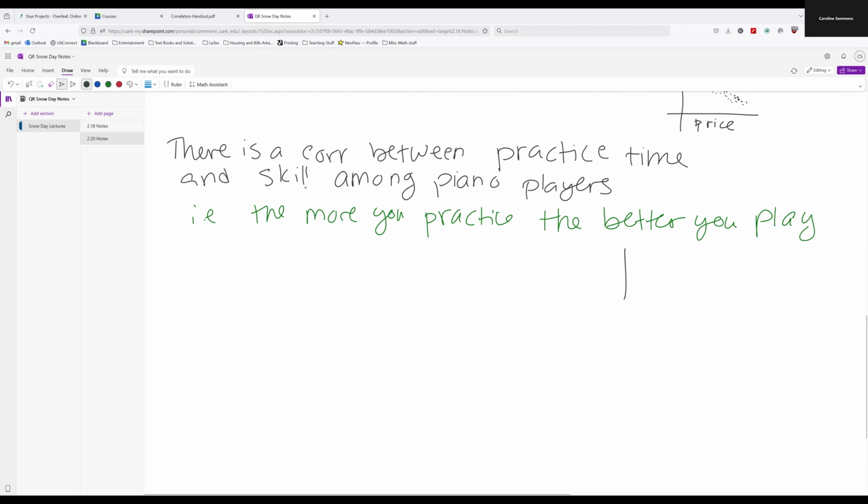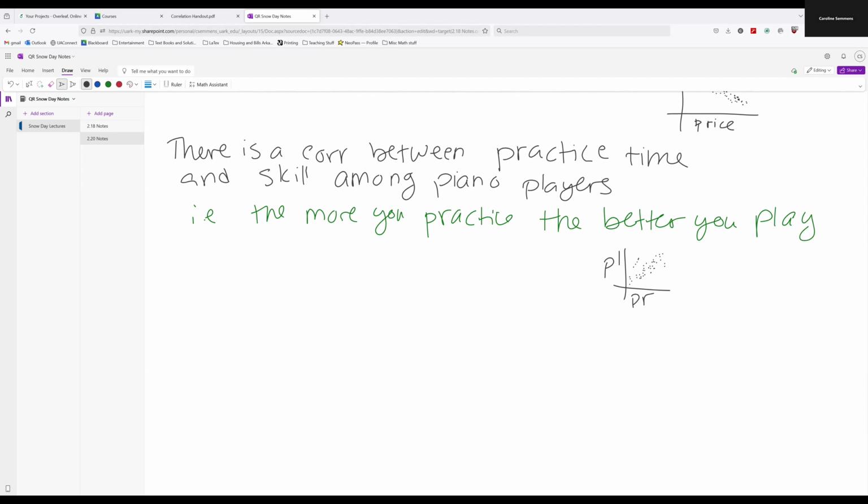So again, if we think of practice versus play, the more we practice, the better we play. So if we've never practiced, we might not be that good, but as we practice more and more, people tend to get better. And of course, there's going to be some savants that never practice and just were naturally good. But for the most part, most people, the more you practice, the better you get. Okay, so that's getting the idea behind correlation.